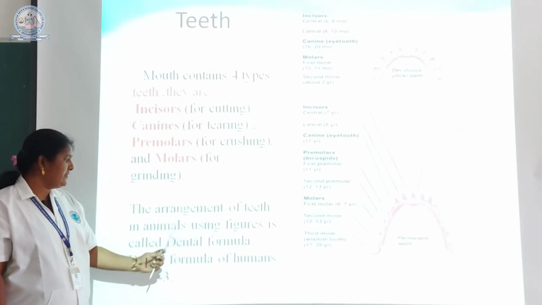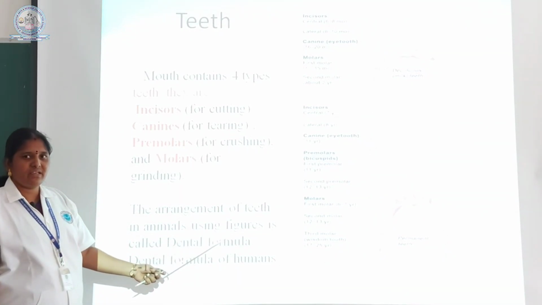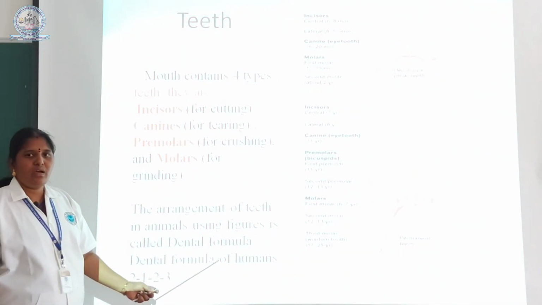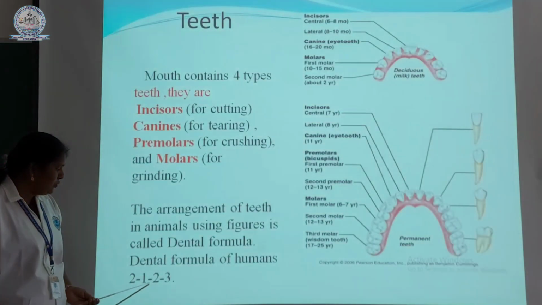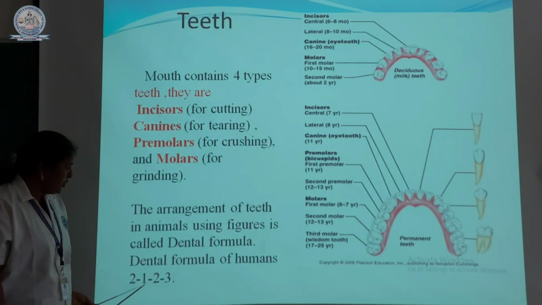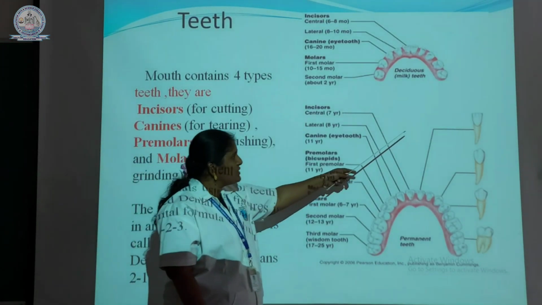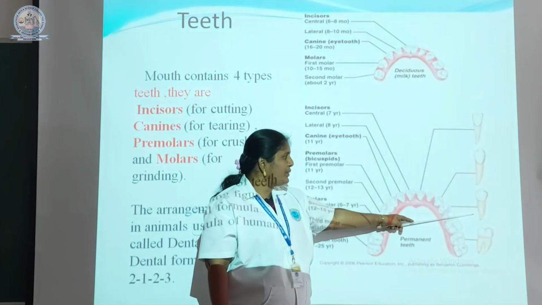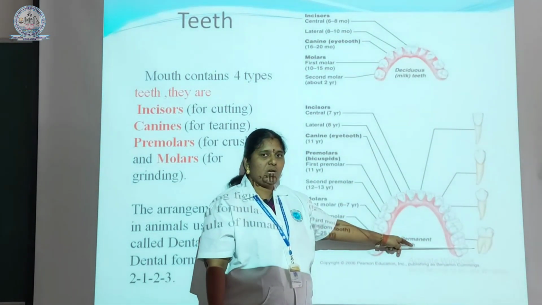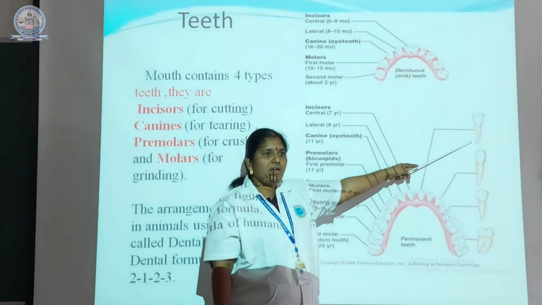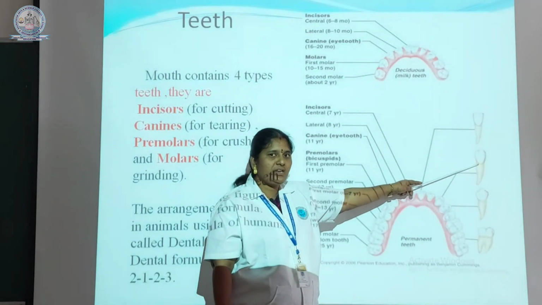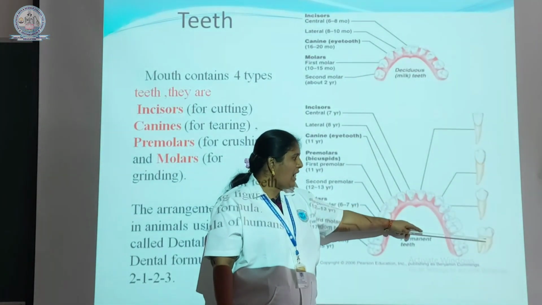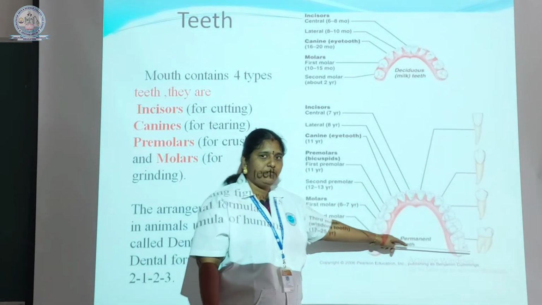The arrangement of teeth in animals using figures is called a dental formula. The dental formula of humans is 2, 1, 2, 3. This indicates 2 incisors, 1 canine, 2 premolars and 3 molars. Incisors are used for cutting, canines for tearing, premolars for crushing and molars for grinding the food.